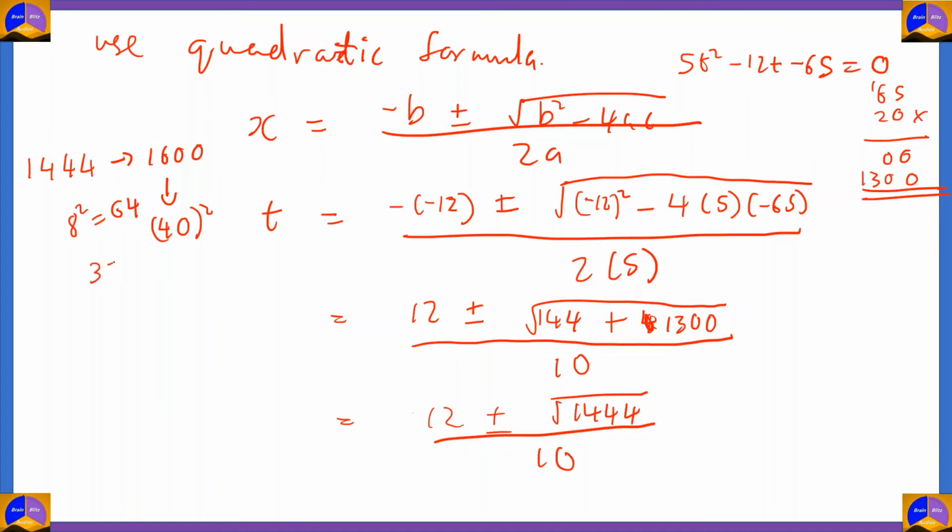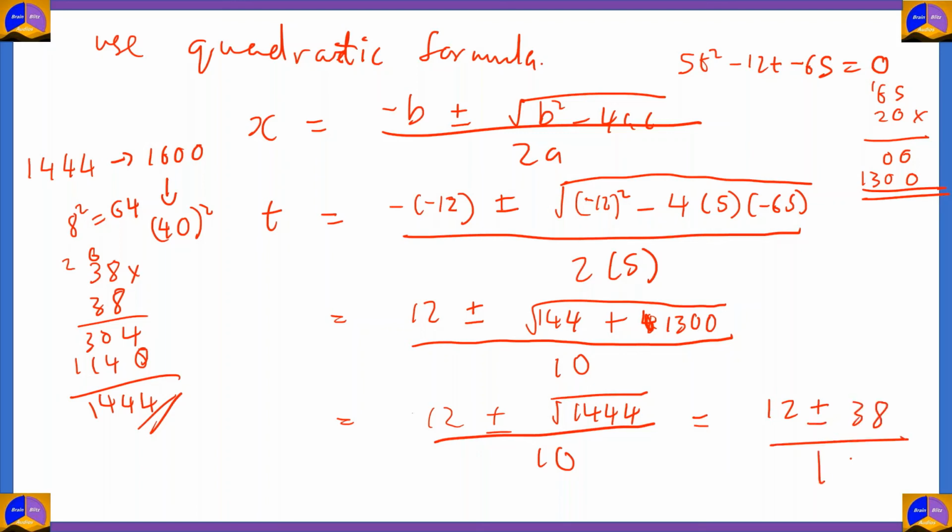Let's test our hypothesis. 38 times 38. 8 times 8 is 64. 3 times 8 is 24. 24 plus 6 is 30. 8 times 3 is 24. 3 times 3 is 9. 9 plus 2 is 11. That becomes 1444. Voila, we got our answer. So we know that 1444 is the square of 38. So the square root of 1444 will be equal to 38. So it will be 12 plus or minus 38 divided by 10.